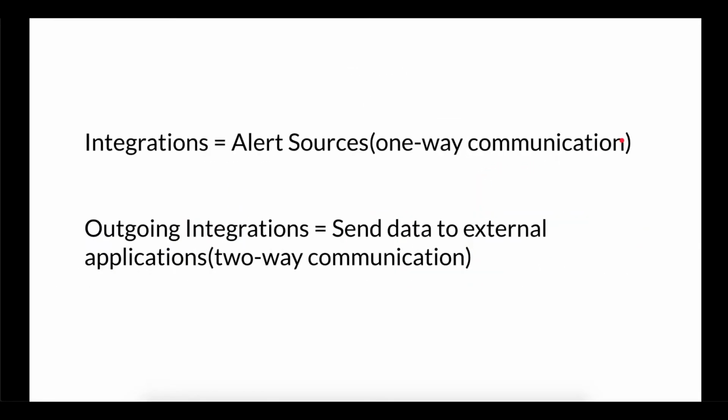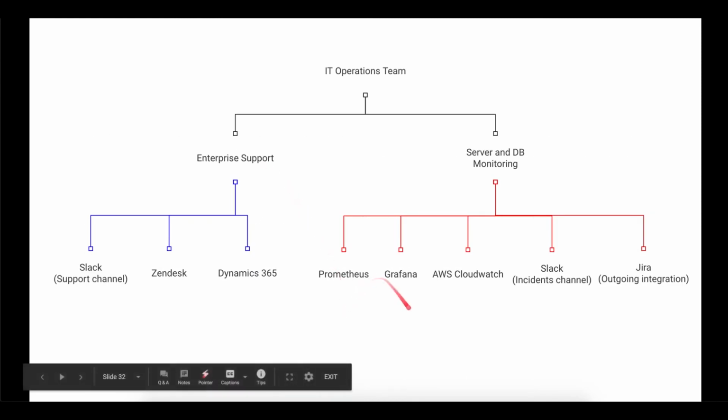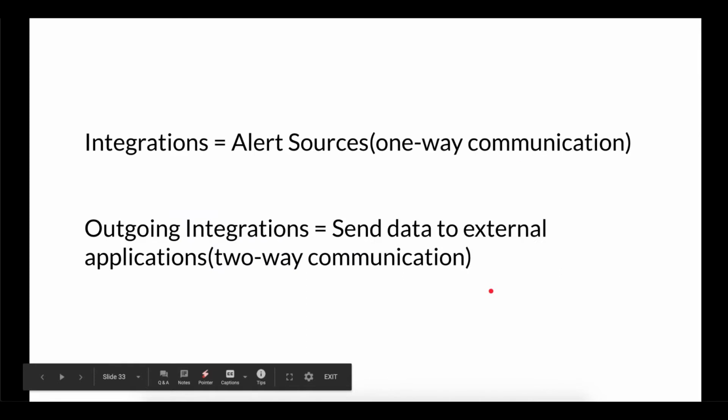There are two kinds of integrations within ZenDuty. One is what we plainly refer to as an integration, which is a one-way communication between a ZenDuty service and an alert source. Examples of integrations include Prometheus, Grafana, and AWS CloudWatch.